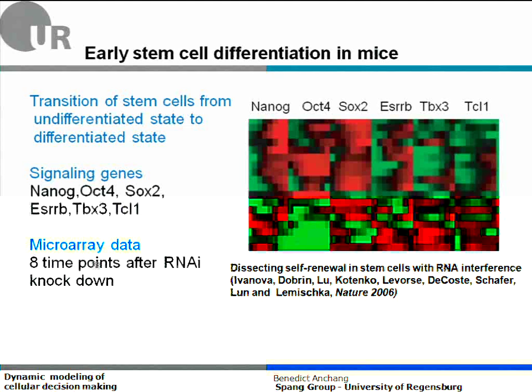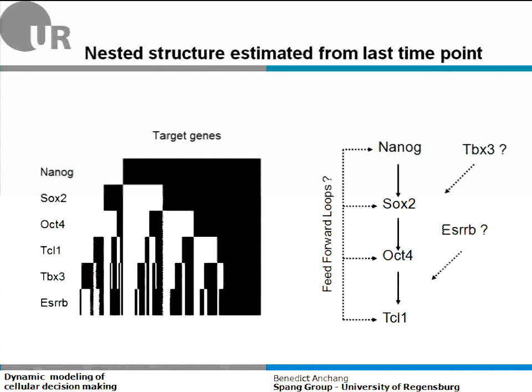Upon careful discretization of the data using both the positive and the negative controls, we have this nested structure of downstream effects at the last time point, especially corresponding to NANOG, SOX2, OCT4, and TCL1. You could see a clear cascade between these 4 transcription factors. However, we don't know how TBX3 and ESRRB interact with the cascade, or whether there even exist feedforward loops or not. We use the Markowitz algorithm to estimate our hierarchy, and then we applied our dynamic model on the time series data.